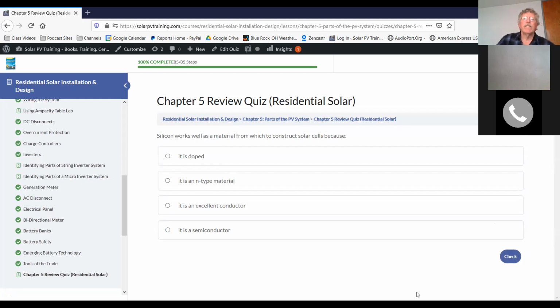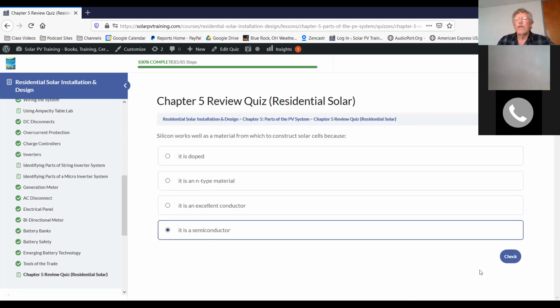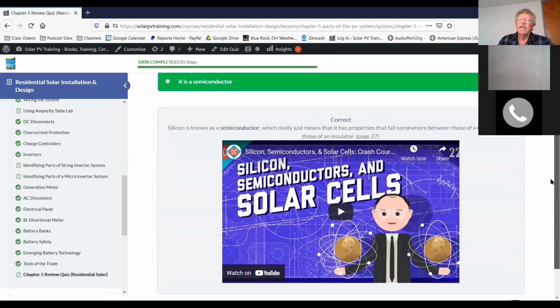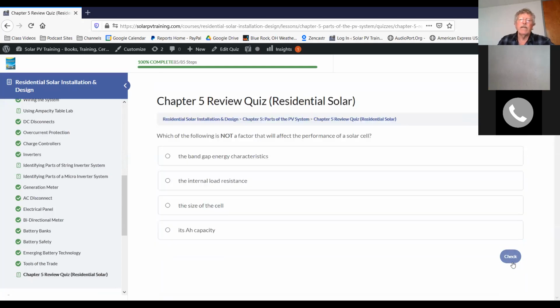Silicon works well as a material from which to construct solar cells because, well, it's a semiconductor. And a semiconductor is really nothing more than a material that sometimes acts as a conductor, sometimes acts as an insulator. Which of the following is not a factor that affects the performance of a cell?